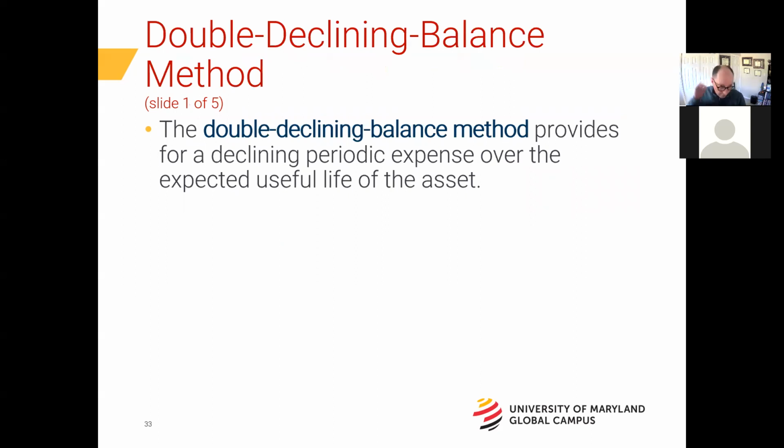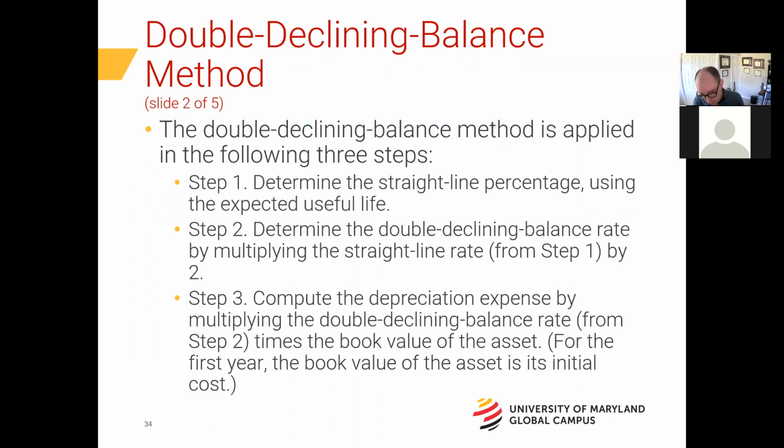Now, on to the third method. Double declining balance. The name is exactly what it sounds like. Double declining balance. So think of straight line. I showed you how to get the straight line percentage. You take 100 divided by the useful life, the number of years. In our example, 100 divided by 5 years gets us 20%.